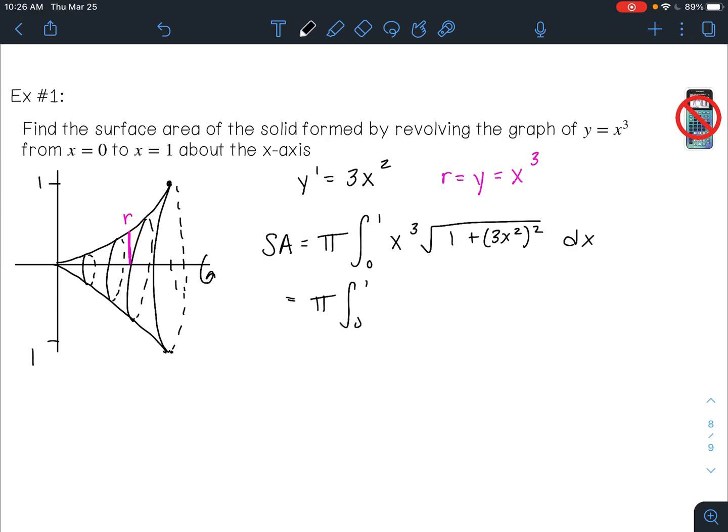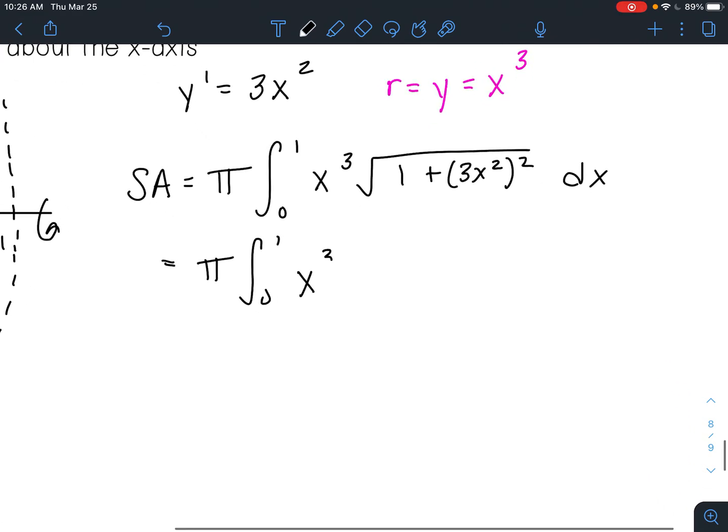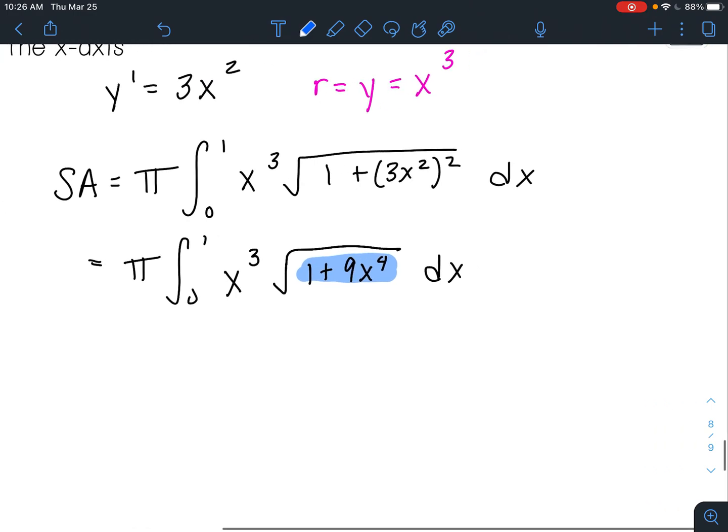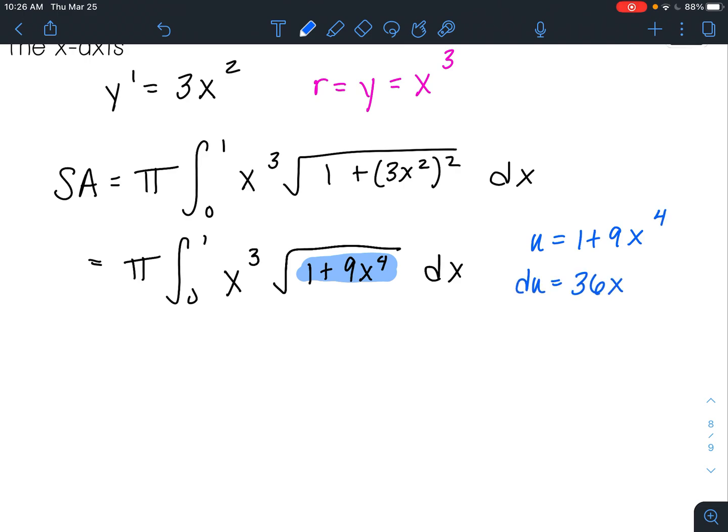And now it's just time to integrate. So we've got pi, integral from 0 to 1, x cubed, and I've got the square root of 1 plus 9x to the 4th dx. Now we've got to think about our integration techniques. If I look at this, I have a degree one higher inside than I do on the outside, which clues me in that a u substitution could work here. So I'm going to have u equal 1 plus 9x to the fourth. If I take the derivative of both sides, I get that du is 36x cubed dx. I have x cubed dx left, so if I divide both sides by 36, I get x cubed dx.